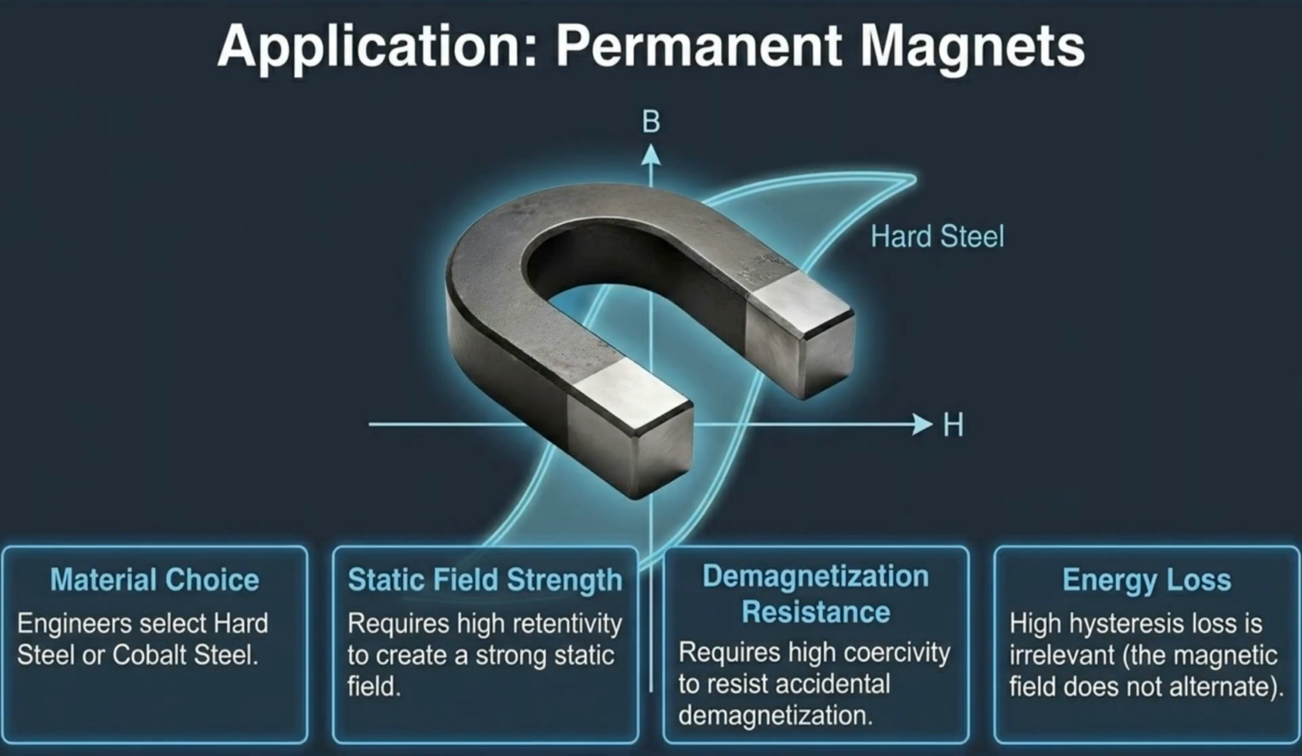For permanent magnets, engineers choose hard materials like cobalt steel. This requires high retentivity for strong static fields and high coercivity to resist accidental demagnetization. Hysteresis loss is irrelevant since the magnetic field does not alternate.